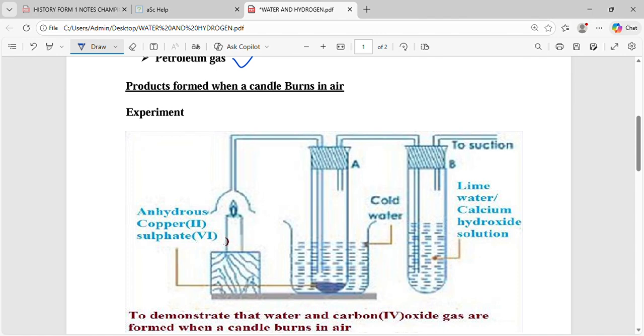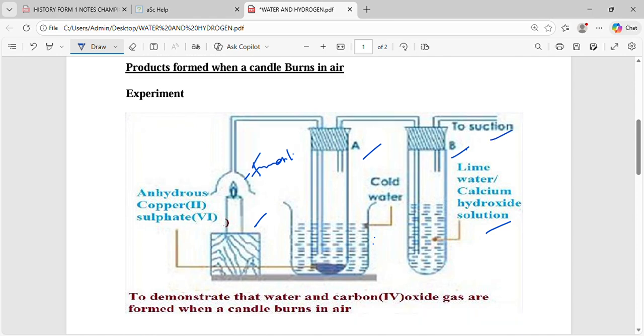An experiment is set up as shown in this diagram. We have a candle burning, and then you have an inverted funnel. Then we have test tube A and test tube B. Test tube A is immersed in ice cold water. Test tube B contains calcium hydroxide. And then we have the suction pump.